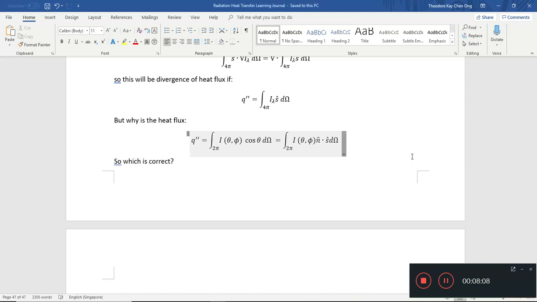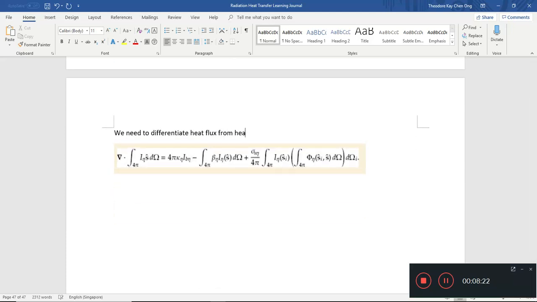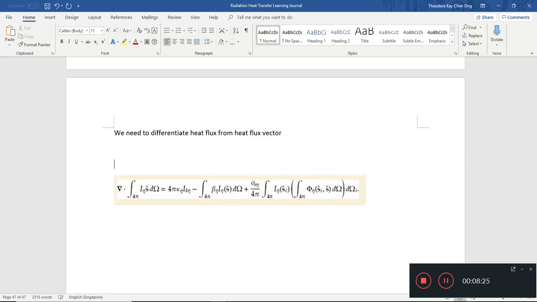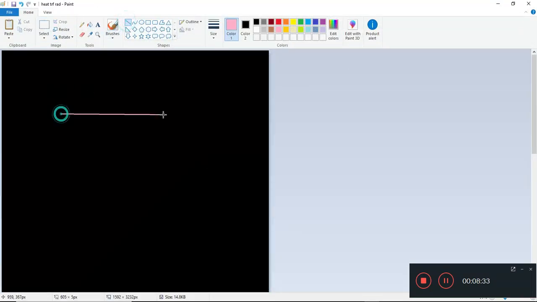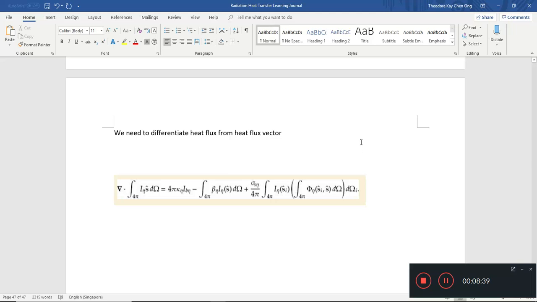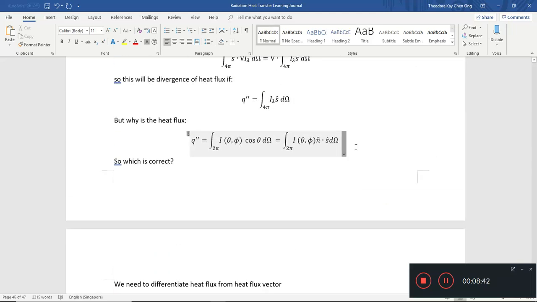Well, then there's something we need to differentiate here. We need to differentiate heat flux from heat flux vector. So basically, heat flux is this, right? Okay, don't worry. Most things are pretty much the same as before. The differentiation here is not too critical, but we must differentiate what is heat flux and what is the heat flux vector.